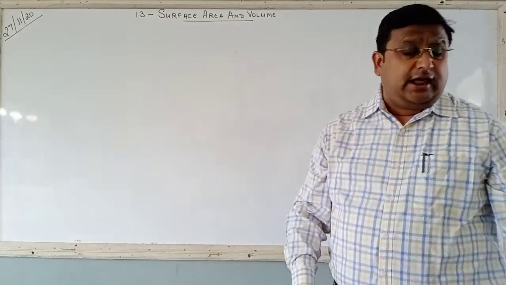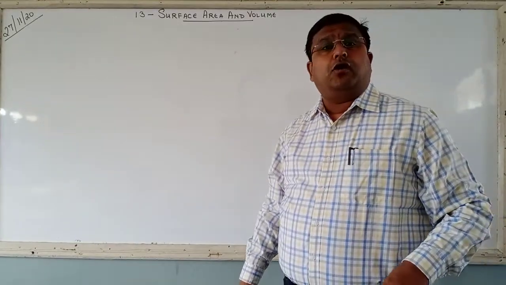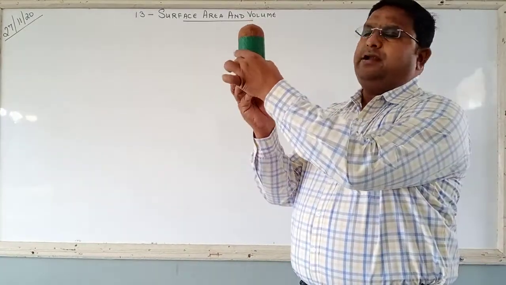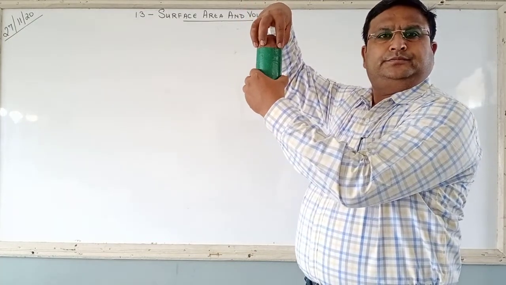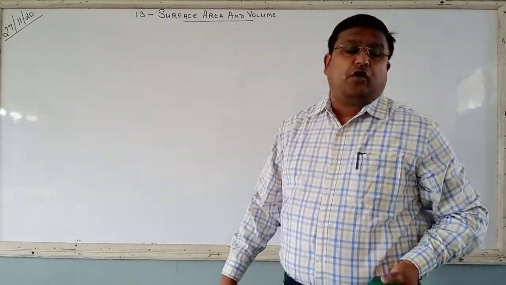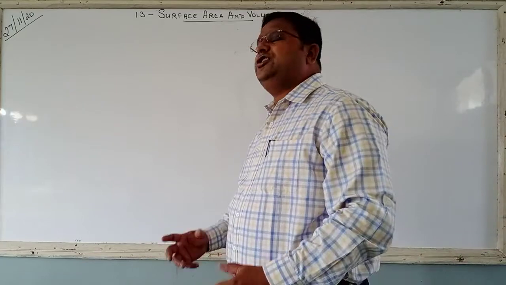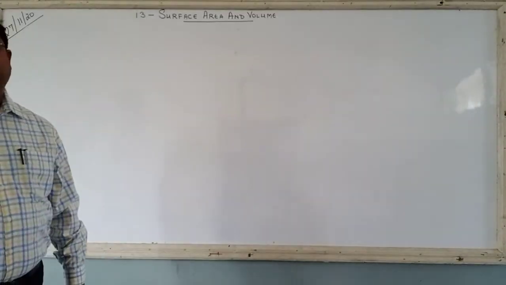Similarly, if you have a hemisphere surmounted on a cylinder, this is the cylinder, the green part, and this hemisphere is placed on this cylinder. Yes, so again it is a combination of two figures. This is what we are going to discuss here in class 10th. The combination of shapes, their surface areas, their volumes.